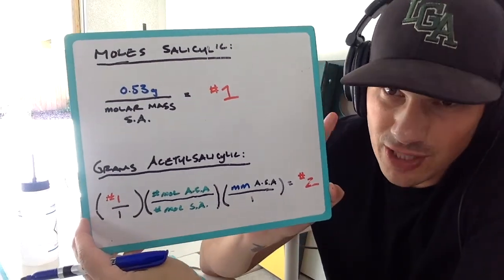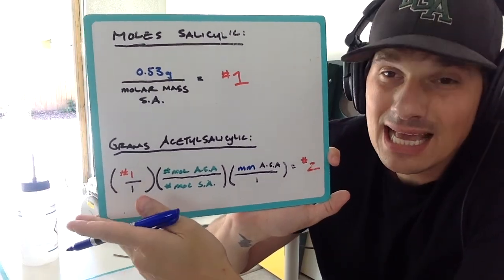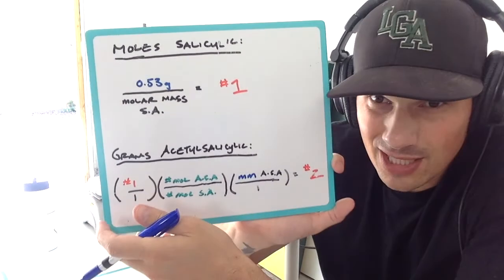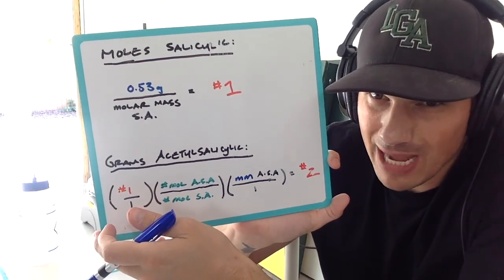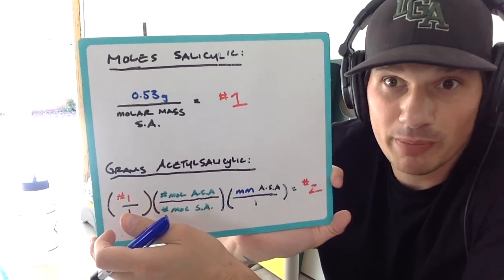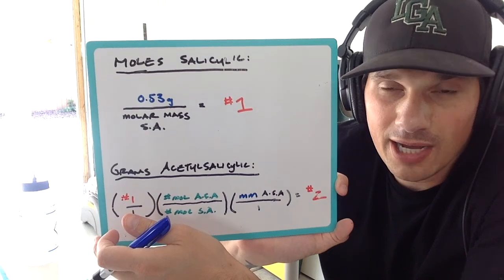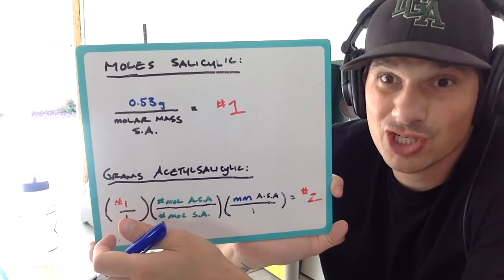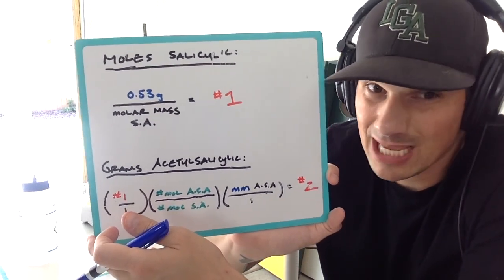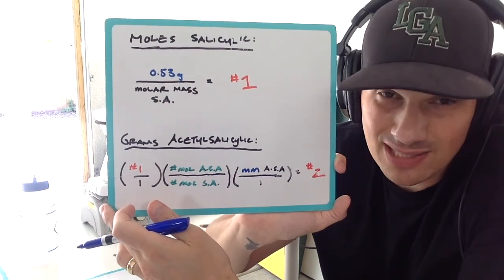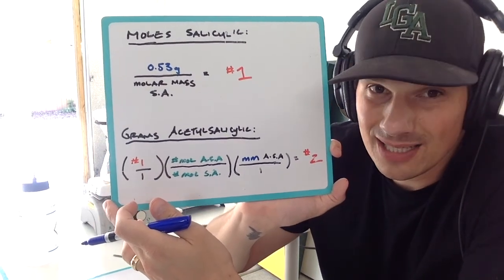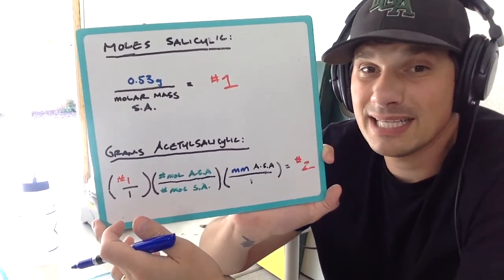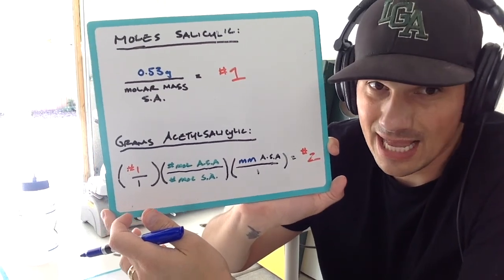First, you have to get the moles of salicylic acid. Take the grams that we put into the equation and divide by the molar mass. You can look up the molar mass of salicylic acid, find the chemical formula, and find the molar mass using your periodic table. Same thing with acetylsalicylic acid.